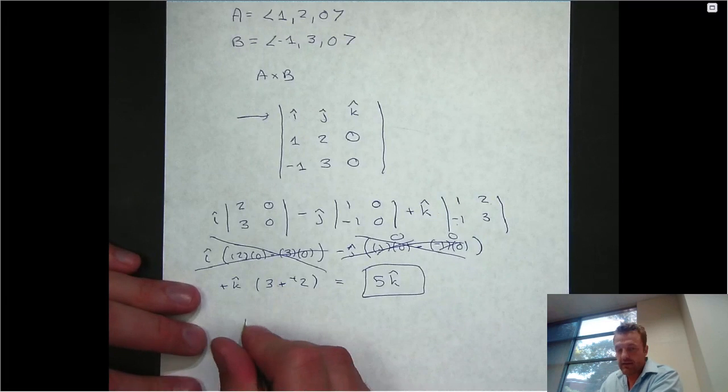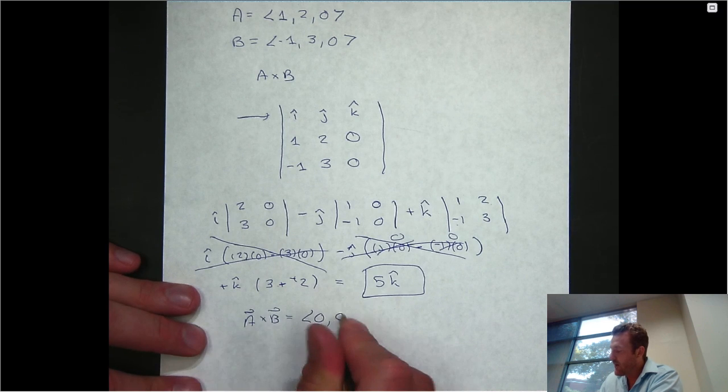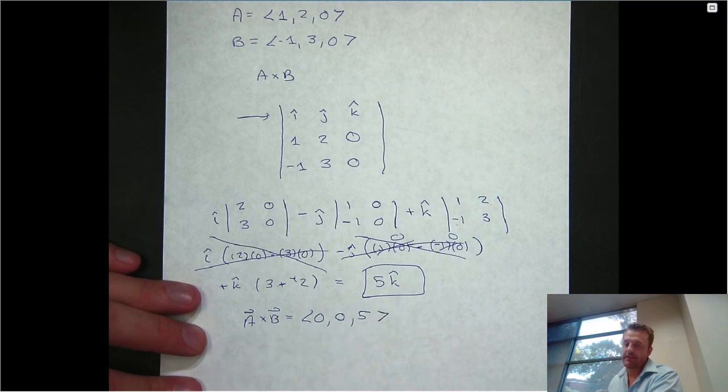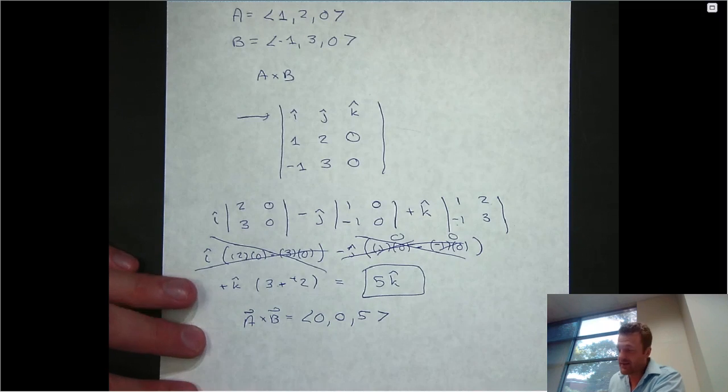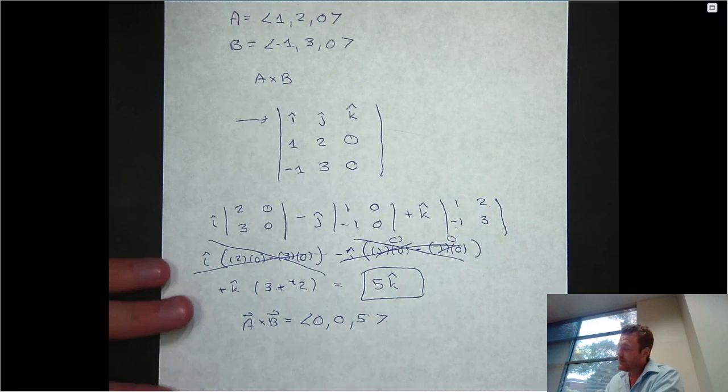So what we would say is that the vector A cross B has no x component, it has no y component, and its z component is just 5. And it doesn't have any units in this case because A and B don't have units. But let's think if this agrees with our physical intuition.